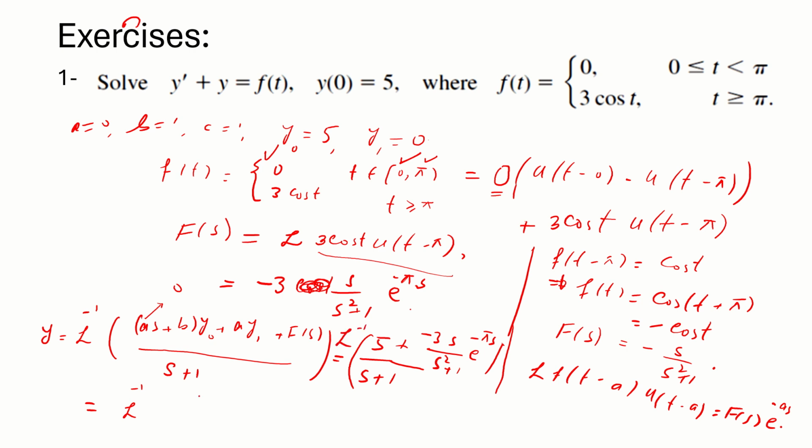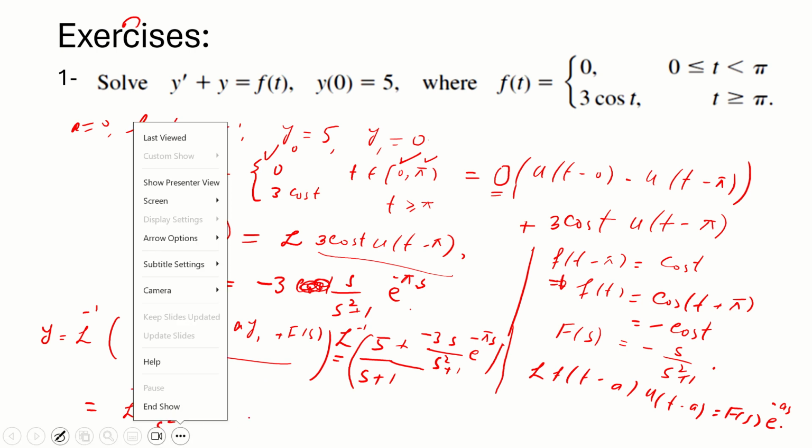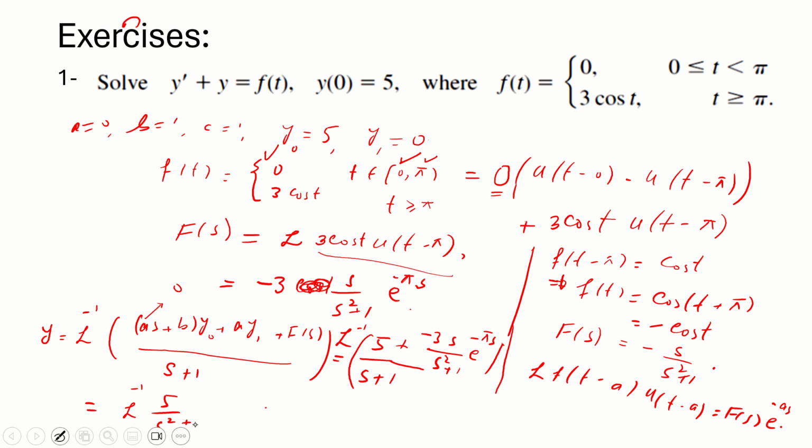That's the Laplace inverse of this. So we have Laplace inverse of 5 divided by s plus 1, just gone a bit lower. And the next one is what? That is minus 3, and then we have s divided by (s plus 1)(s square plus 1) e power minus pi s, right? And then we have to factorize, partial fraction for this one.